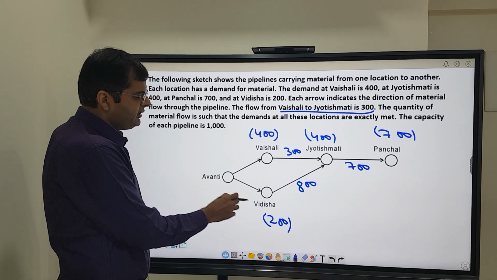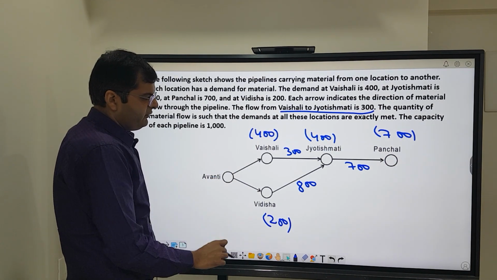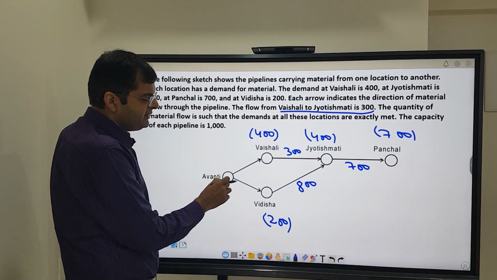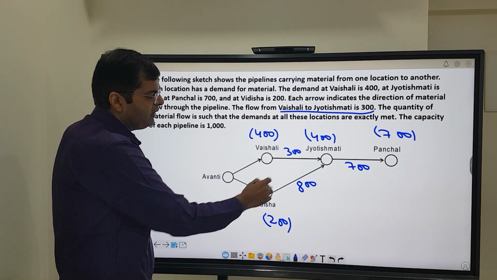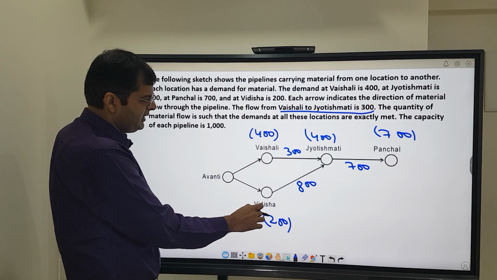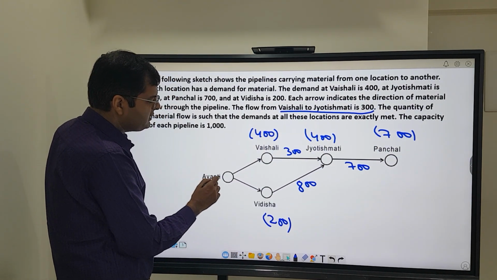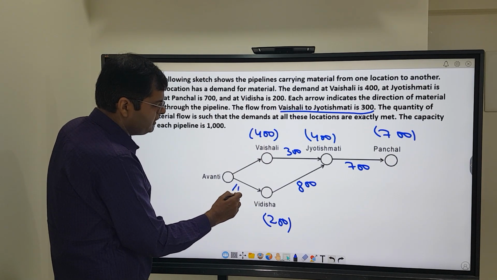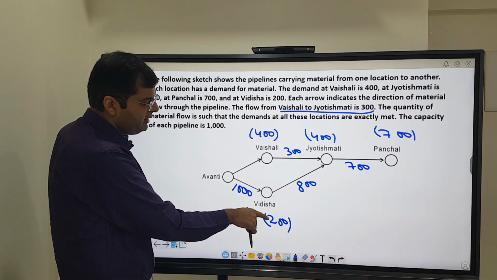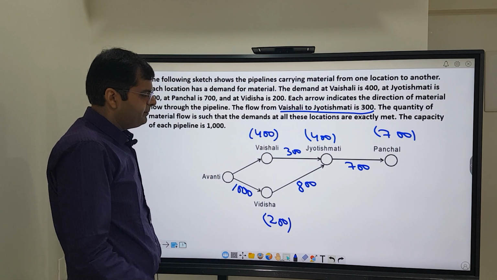Okay. Now coming to Vidisha. Vidisha needs 200 for itself, and 800 it has to supply to Jyotishmati. So that means 200 plus 800, 1000 should reach Vidisha, because out of 1000, Vidisha will keep 200 for itself and 800 it will supply to Jyotishmati. Vidisha gets all its supply from Avanti. So all 1000 should come from Avanti to Vidisha. So 1000 comes from Avanti to Vidisha, 200 Vidisha keeps here, and 800 is supplied to Jyotishmati.